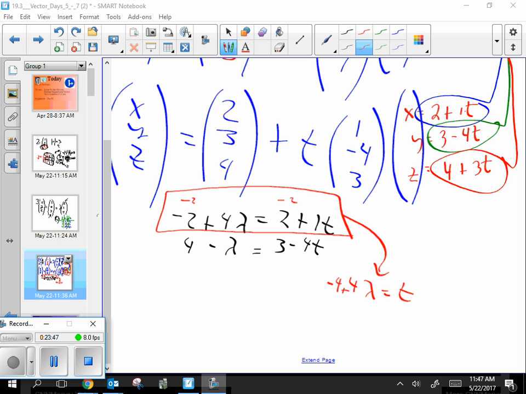Okay, and now I could solve this other one for t, or I could plug this in for the t. Either way would work. I'm going to try that way. 4 minus lambda is equal to 3 minus 4 times the t, which is -4 plus 4 lambda. Do you get I only have lambdas left? Has anybody already solved that and has an answer for lambda? What did you guys get? Can anybody else verify that lambda is 1?